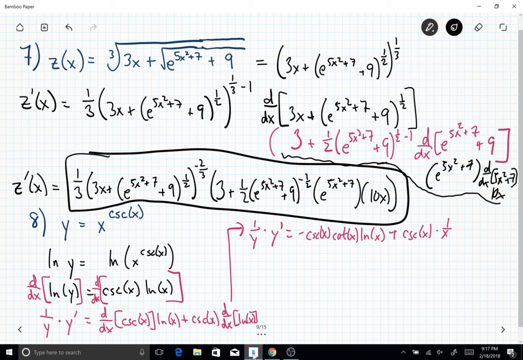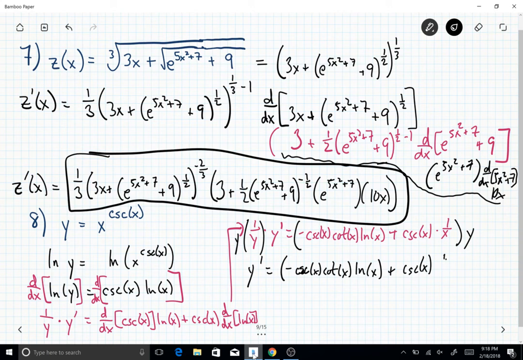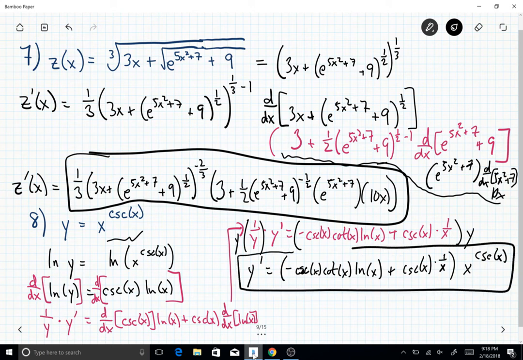Well, there's a simple way to solve. We want to solve for y prime, so we multiply both sides by y, making sure I put the whole other side in parentheses. Well, what is y? So I'll write all this: negative cosecant x cotangent x natural log x, plus cosecant x times 1 over x, or you can write that as cosecant x over x, times y, which if you recall is just x cosecant x. So we just rewrite that as x cosecant x, and we have our solution. That's the beautiful result. We just multiply by that original function and we are good to go.